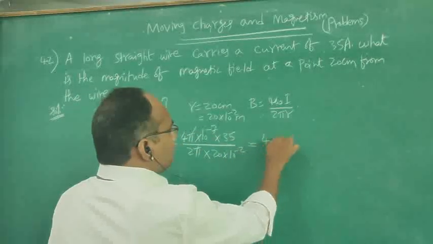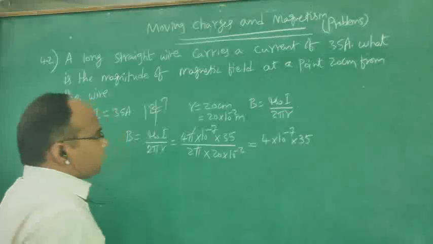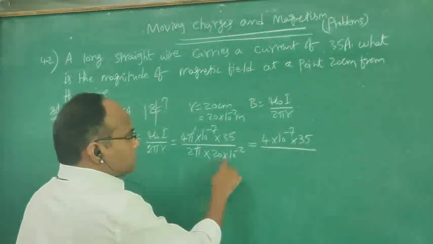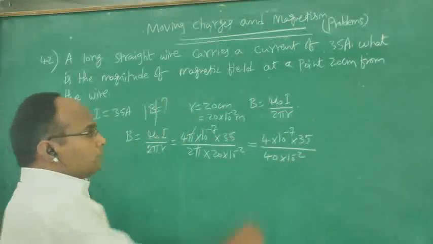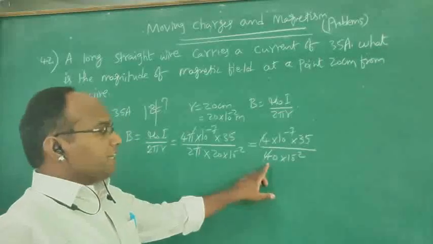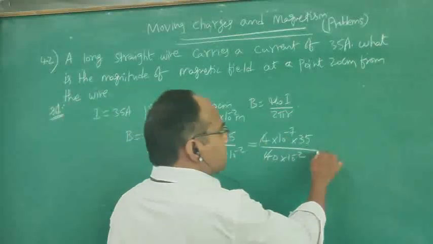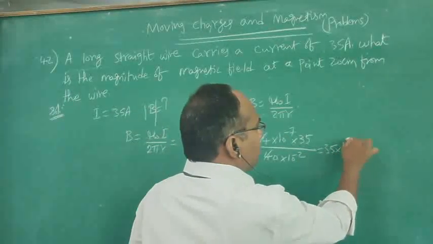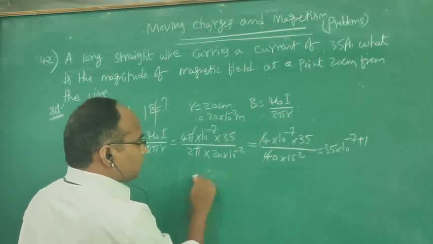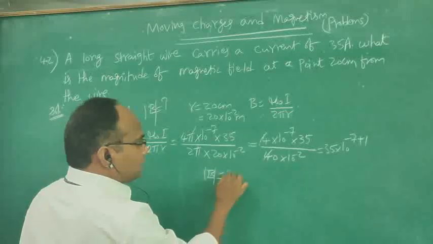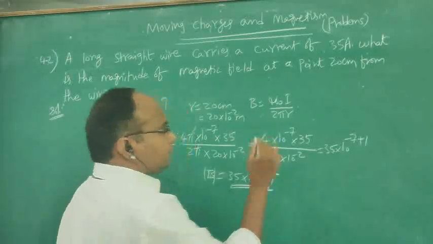You can write it as 4 into 10 to the power of minus 7 into 35 divided by 2 into 2, which is 4, into 10 to the power of minus 2. So this 4 cancels, and 10 to the power of minus 7 divided by 10 to the power of minus 2 gives 10 to the power of minus 5. So the magnitude of magnetic field is 35 into 10 to the power of minus 6. The unit is Tesla.